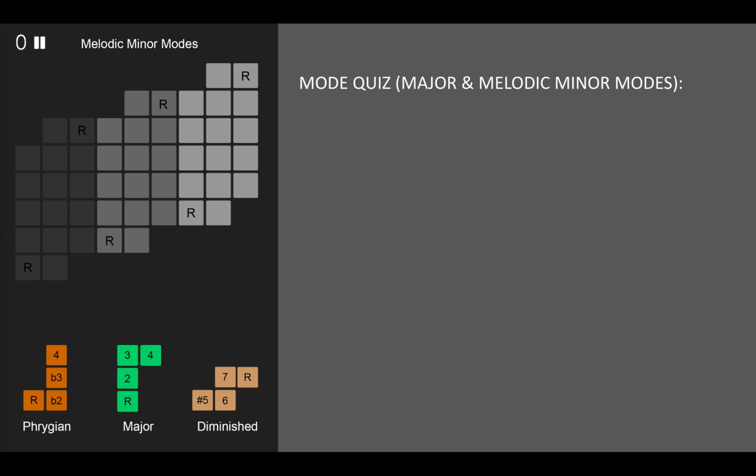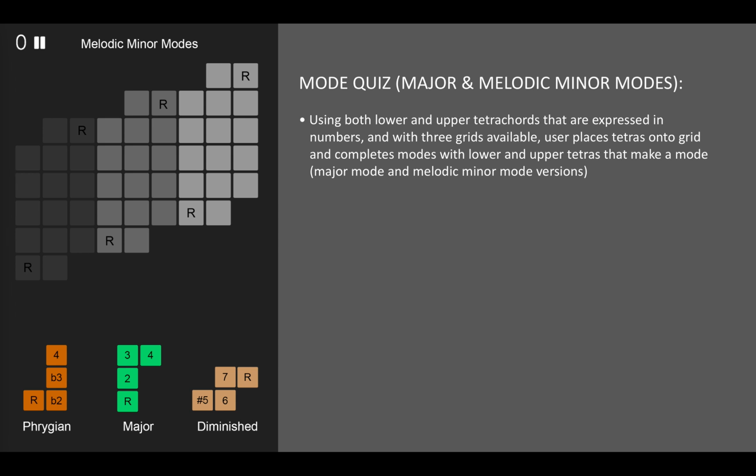Now, to use the quiz or game mode, it would look like that game where you have now three grids and three tetrachords that you begin to populate. So using both lower and upper tetrachords expressed in numbers, the user will place these onto the grid. So if it's a lower tetrachord, it'll snap into the lower area or the upper area. So it could go into any of these three, as long as the lowers go to the lowers and the upper go to the upper.